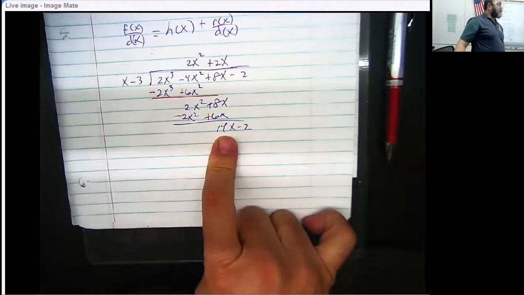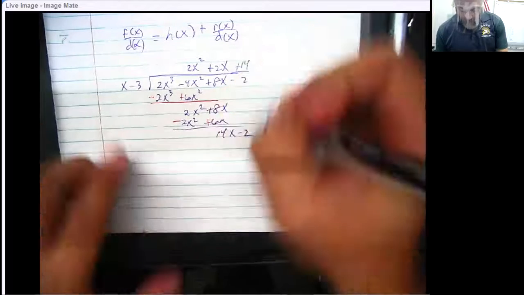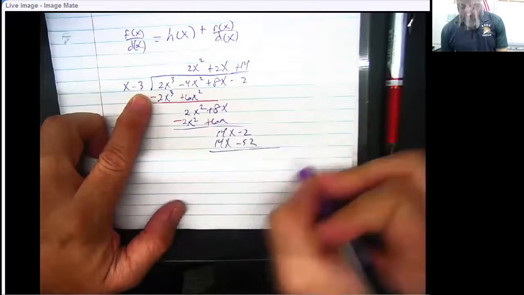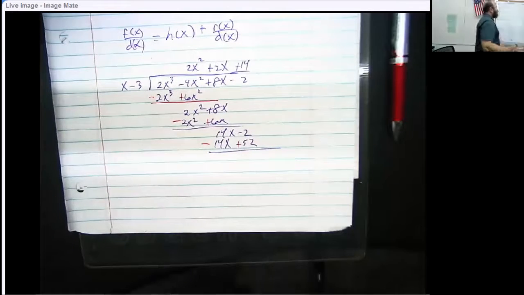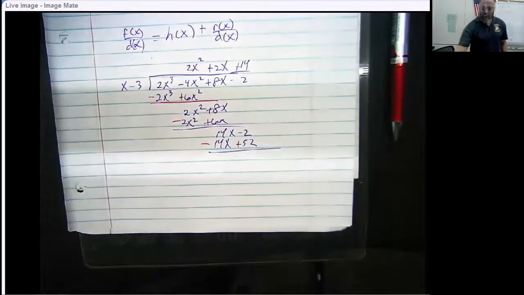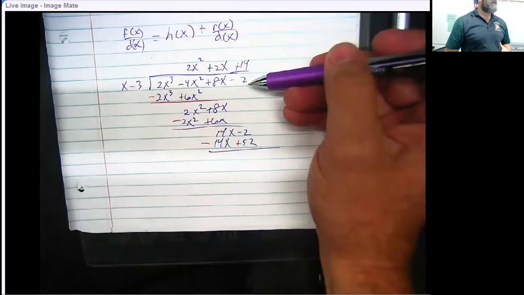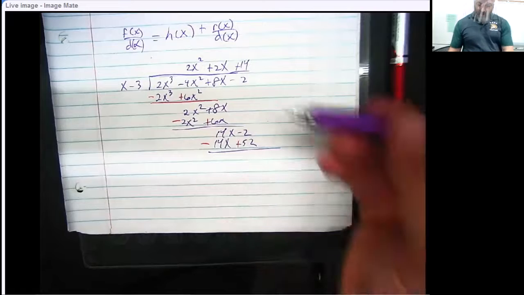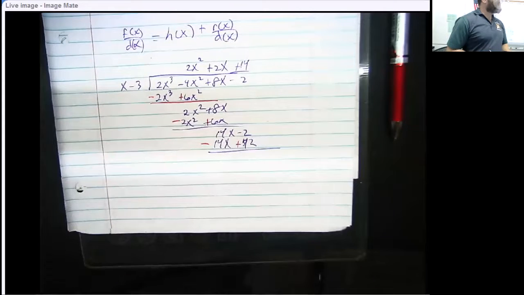I need 14, don't I? Okay, I need 14. 14x minus, I think that's 52. Change my signs and add, and I'm out of room. I don't have anywhere left to write. What does that mean? It's my remainder. What was my remainder? Did I make that? This was 42. Thank you. So what was my remainder?